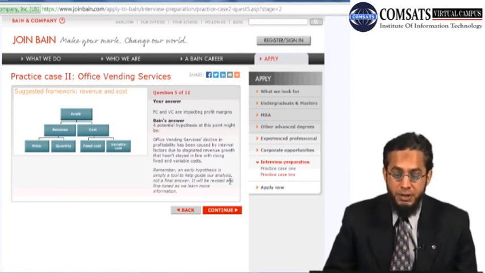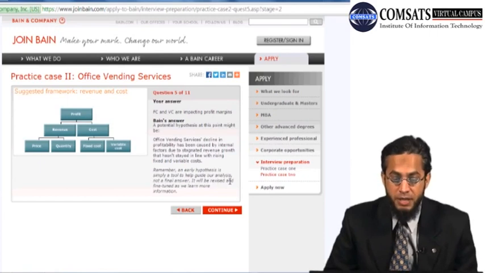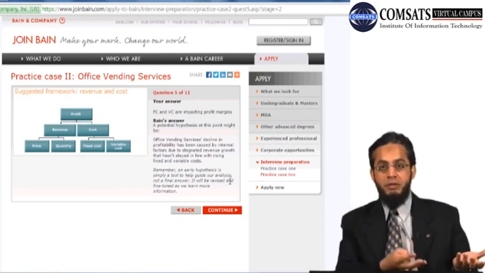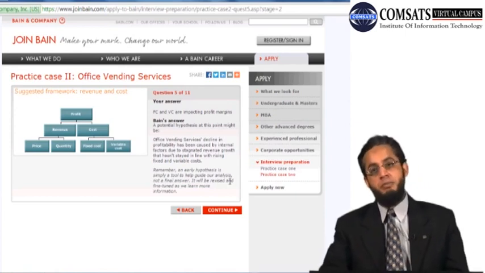A potential hypothesis at this point might be: office vending services' decline in profitability has been caused by internal factors due to stagnated revenue growth. एक तो ये वजह हो सकती है, sales ही नहीं बढ़ रही. That hasn't stayed in line with rising fixed and variable cost.